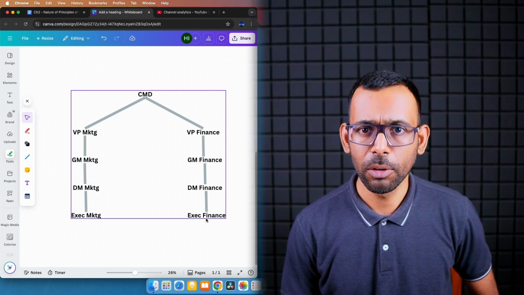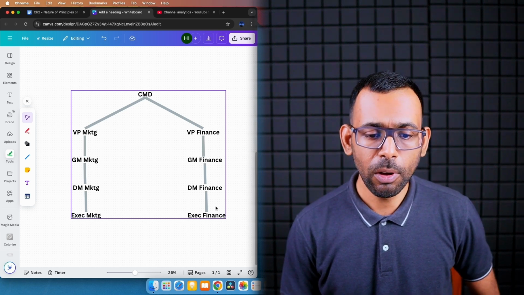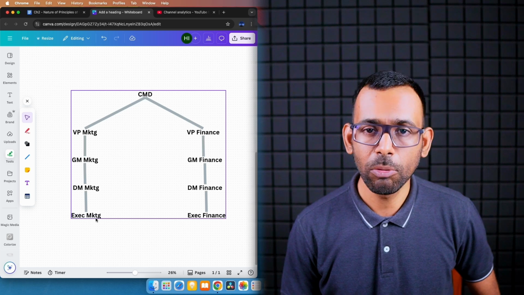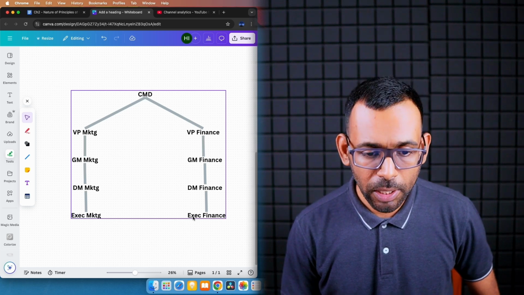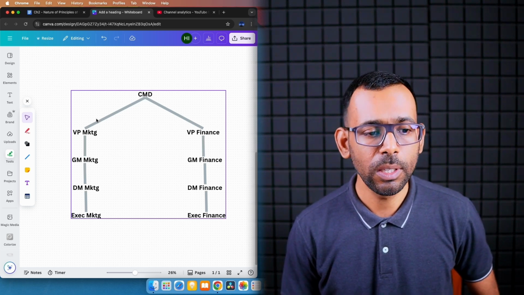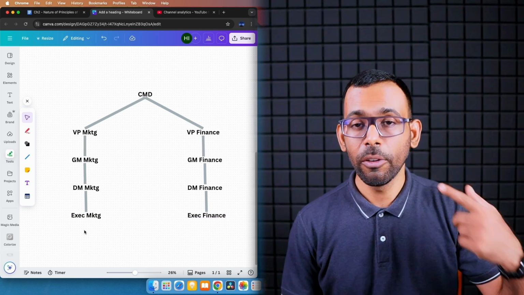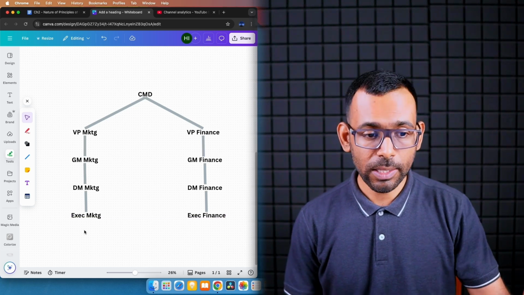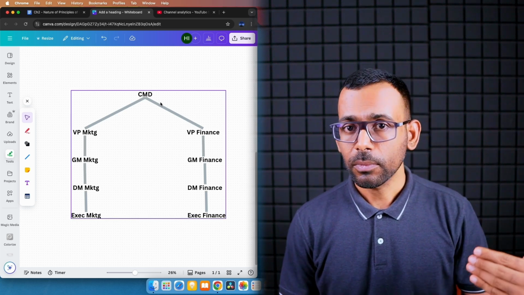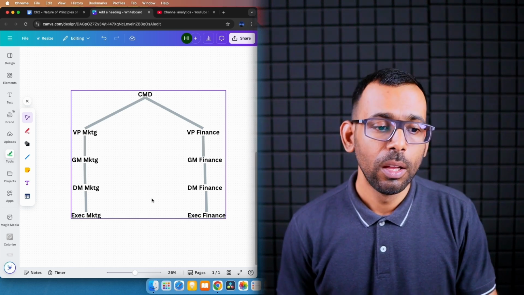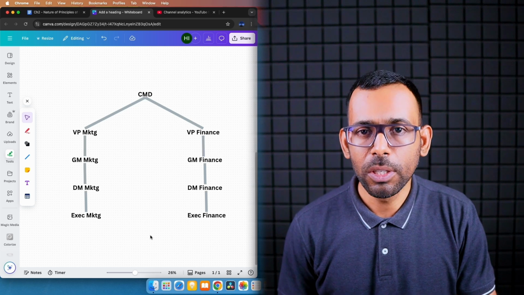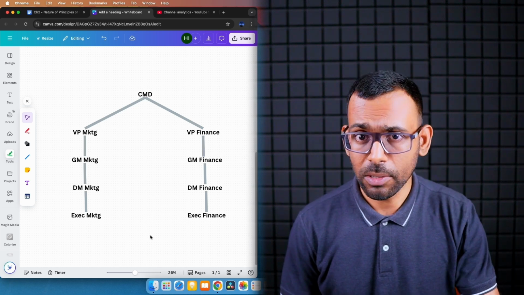Then it will go to executive. Again, from executive of finance will not directly reply to executive of marketing. He will give the answer to DM, GM, VP, CMD, VP, GM, DM and executive. For each and every communication, it should go the same way if it is a scalar chain. Now imagine how inefficient this is. But this is what Fayol has recommended.